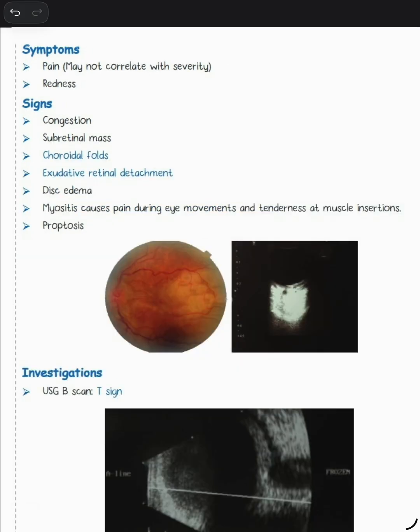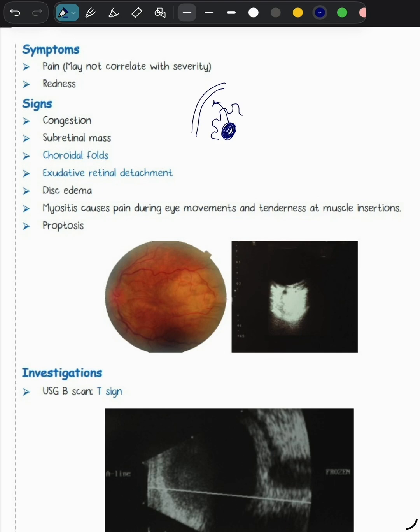What are the dangerous signs of posterior scleritis? We can see congestion and a subretinal mass. The edematous sclera forms a mass under the retina, and due to the mass, there will be choroidal folds. The choroid can form folds, and there can be exudative retinal detachment. So below is the scleral edema, above it the choroidal folds, and this exudate can move, and it can result in retinal detachment.